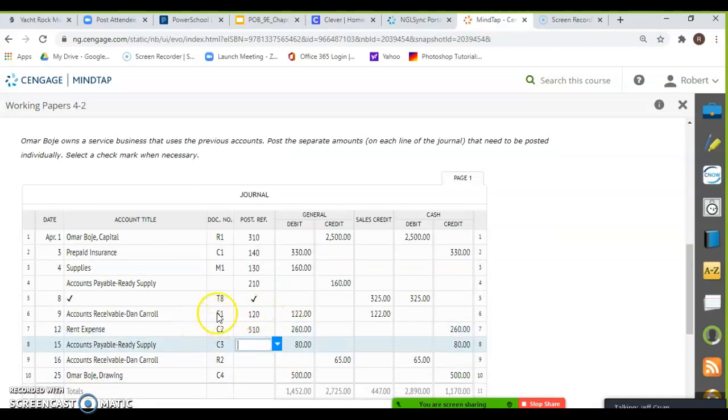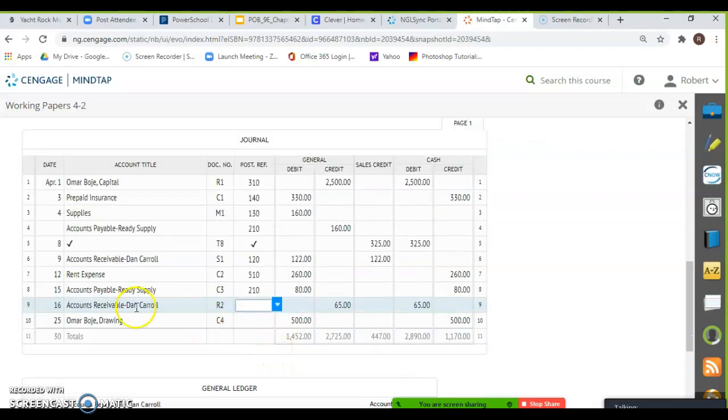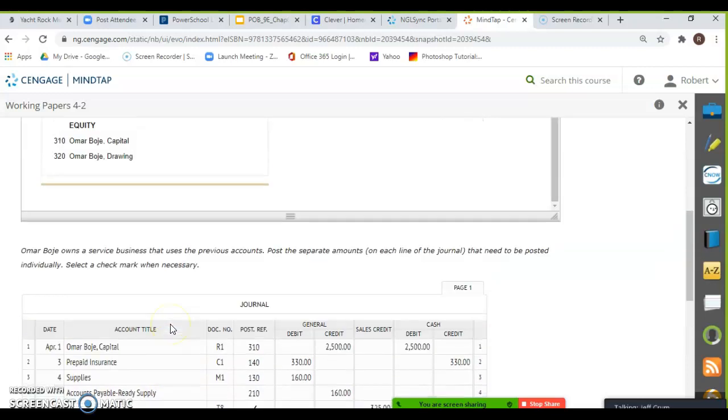Accounts payable, Ready Supply. Notice we've already got an entry for accounts payable, Ready Supply, so we know that one's 210. Accounts receivable for Dan. That's account 120, that's right there. Now I've got the owner's drawing account. So we'll go back up here. That's account 320.